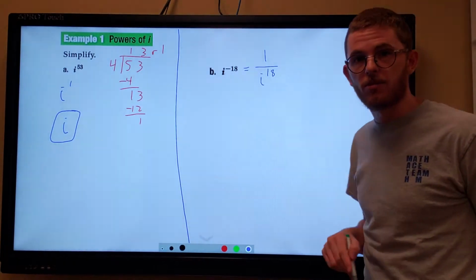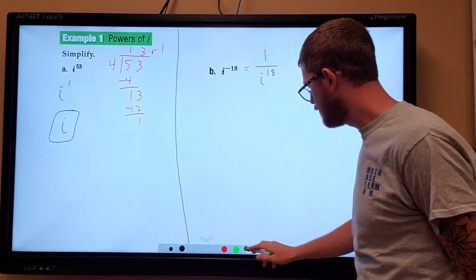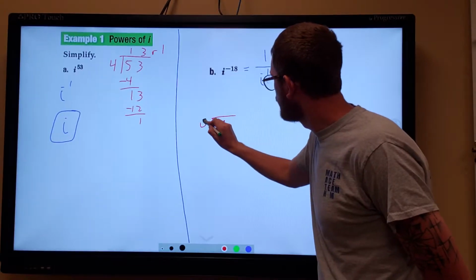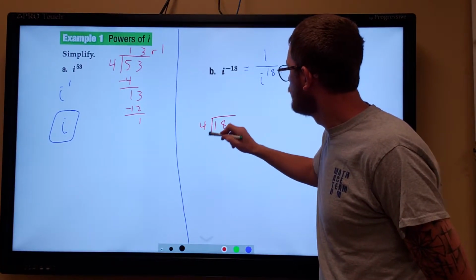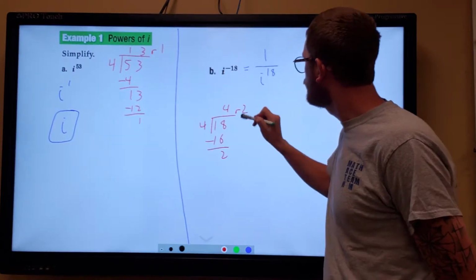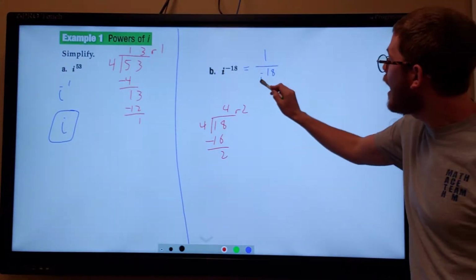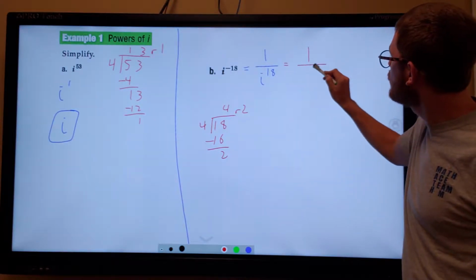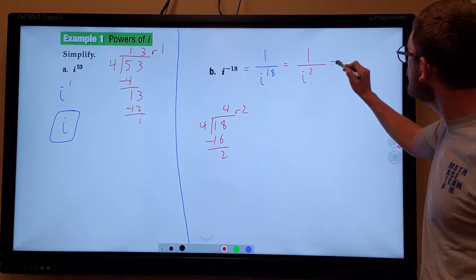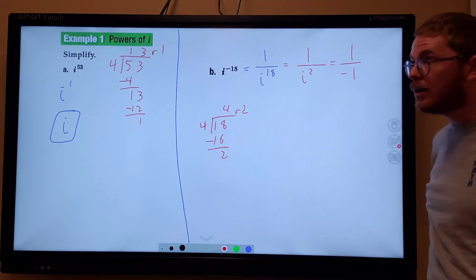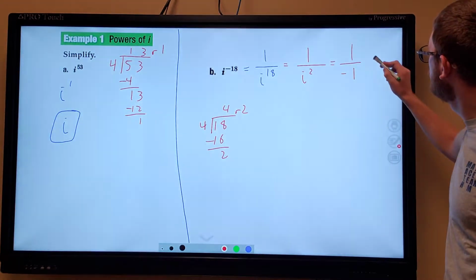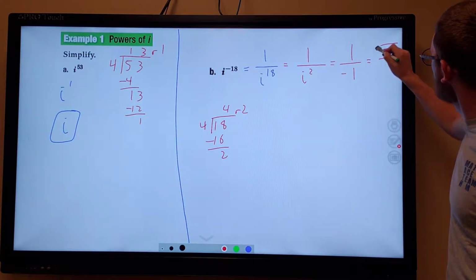And now we can simplify I to the 18th power. We can take 18, we can divide it by 4. 4 goes into 18 4 times with a remainder of 2. So I to the 18th power is the same thing as I squared. And I squared is a -1, and 1 divided by a -1 is a -1.